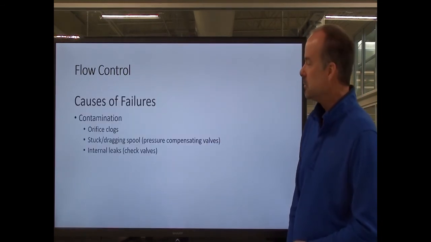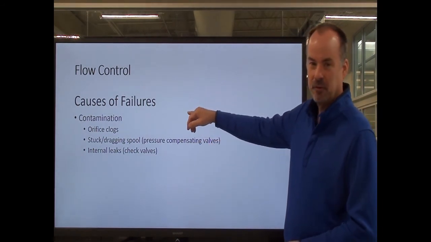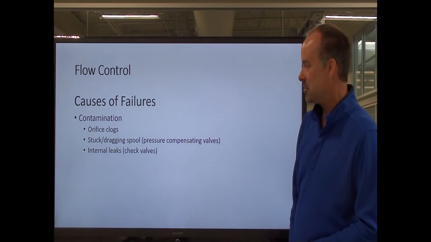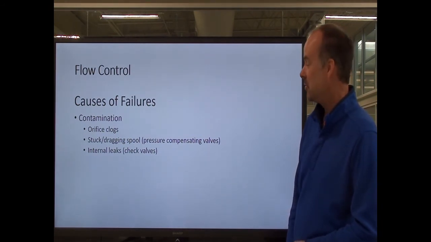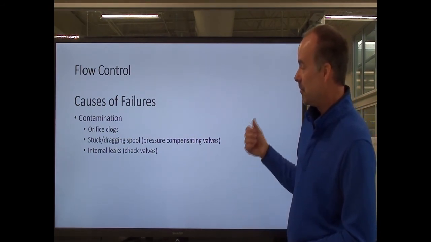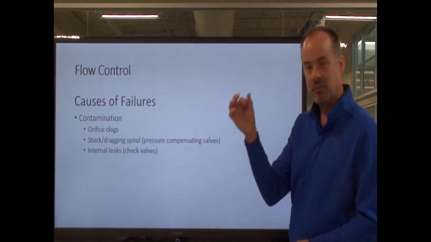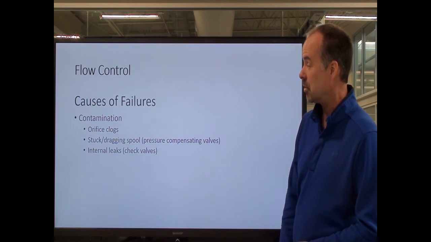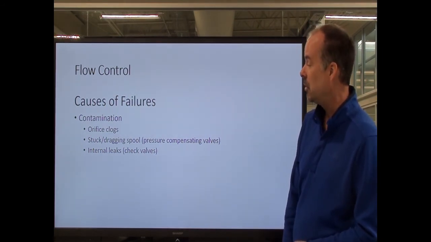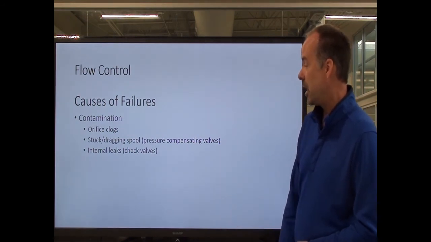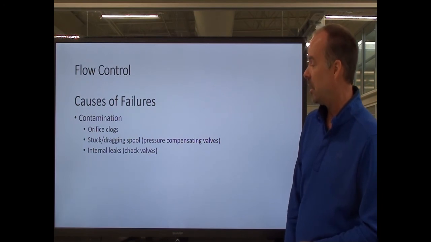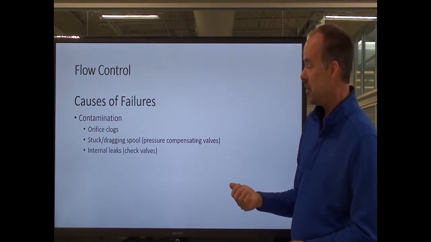Causes of failures, again, if you're noticing a theme here, contamination. Contamination is one of the worst things you can have in a hydraulic system. If you clog orifices, because some of these orifices are kind of small, so very much contamination. You can clog an orifice and not allow any flow through that flow control. You could get stuck or dragging spools like in a DCV or a pressure compensated valve. You can create internal leaks on check valves.